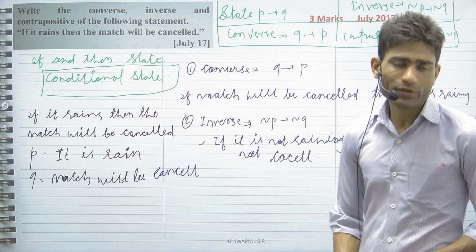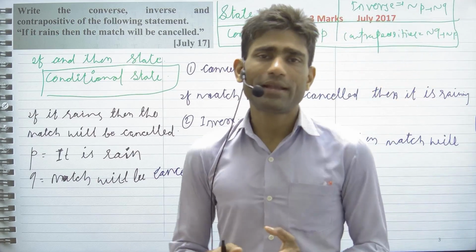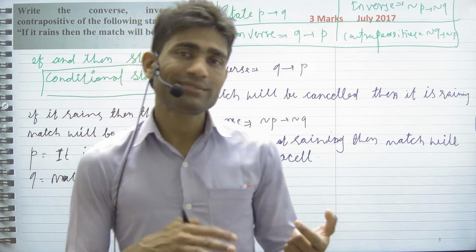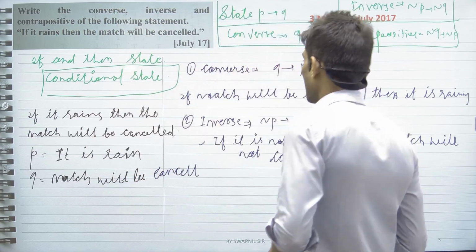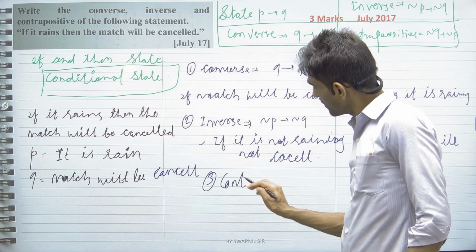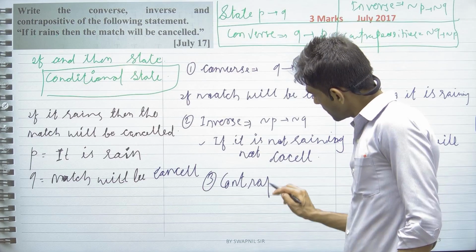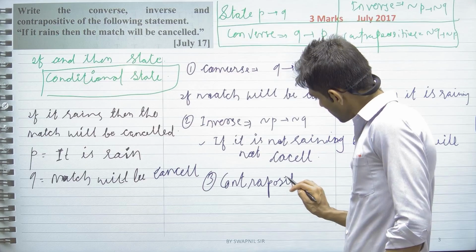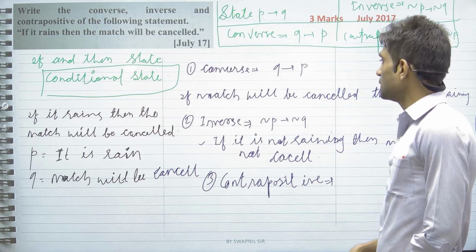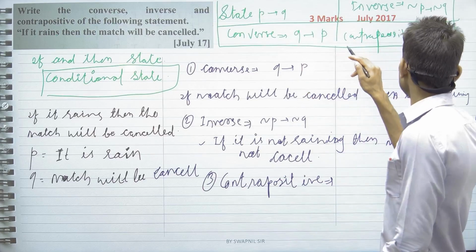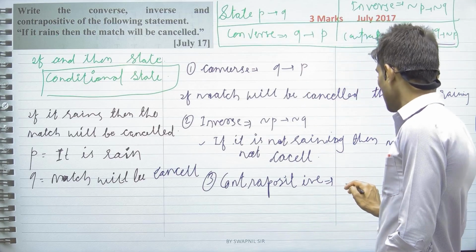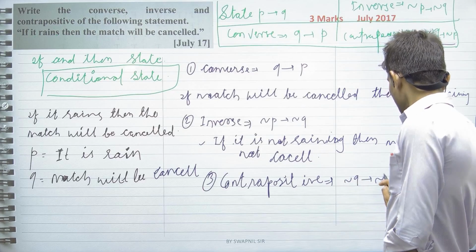So what we do, first of all, we write the symbolic statement pattern, then after that the converse, inverse, and at the end the contrapositive. So third, the contrapositive. What is the contrapositive? It says to go for the negation of Q implies negation of P.